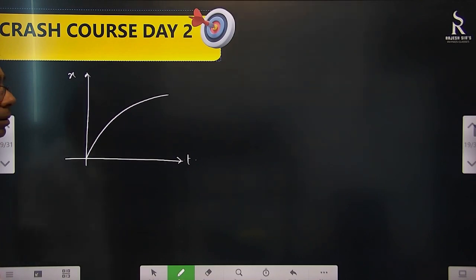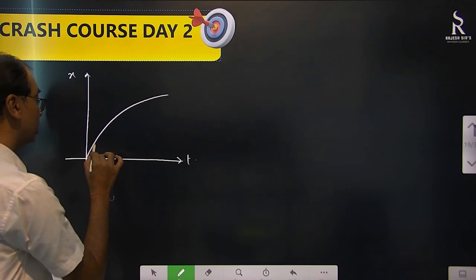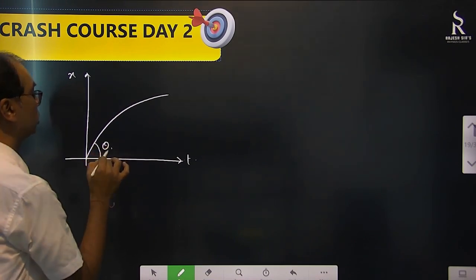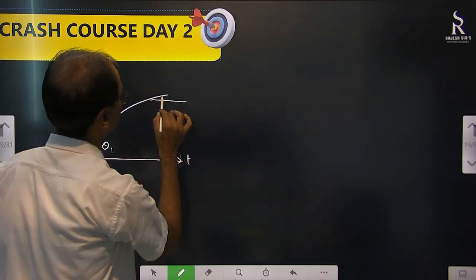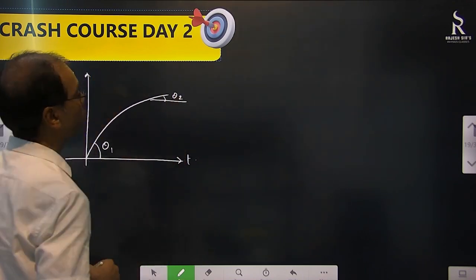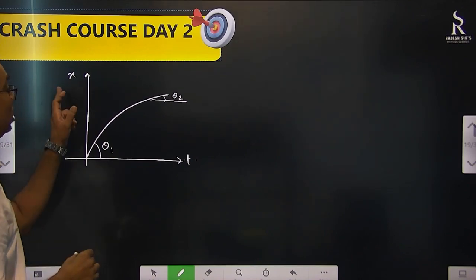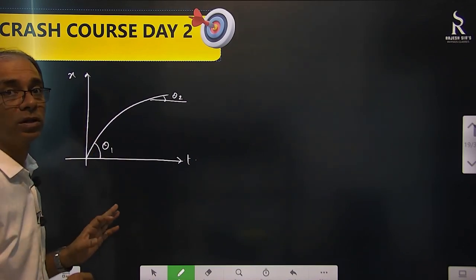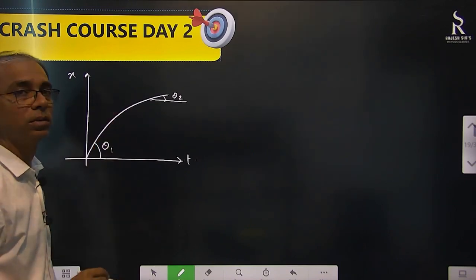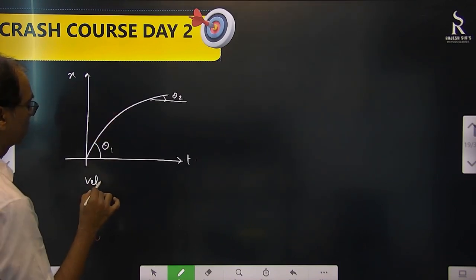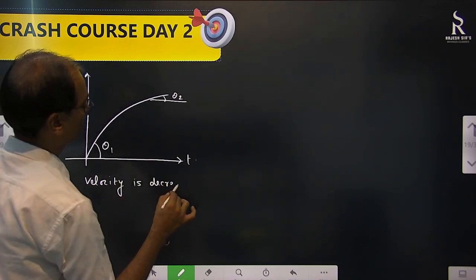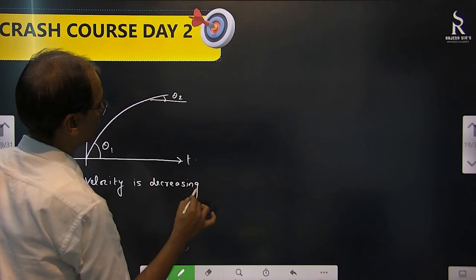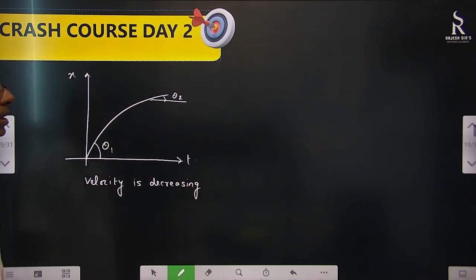Now what can you say here? You can see that slope is changing. Okay. Slope here, suppose theta 1 I am writing. That's theta 1. Now check slope here. You can see that slope is decreasing. In the x-t graph, slope is velocity. So if slope is decreasing, it means velocity is decreasing.